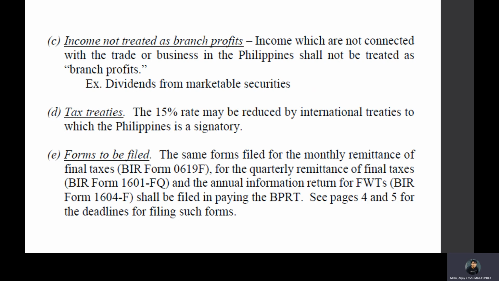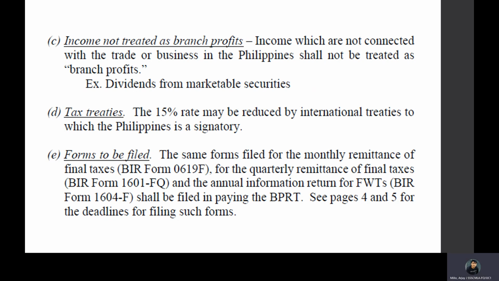And then, please take note that the income considered as branch profit should only be those related or connected to our trade or business. Other income like dividends or the usual passive income that is not related or connected to the trade or business in the Philippines is not included. As for tax treaties, when there are tax treaties, of course, we honor them.